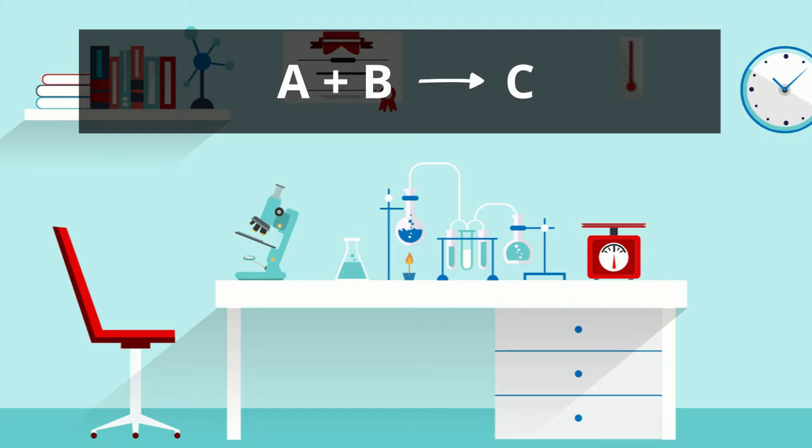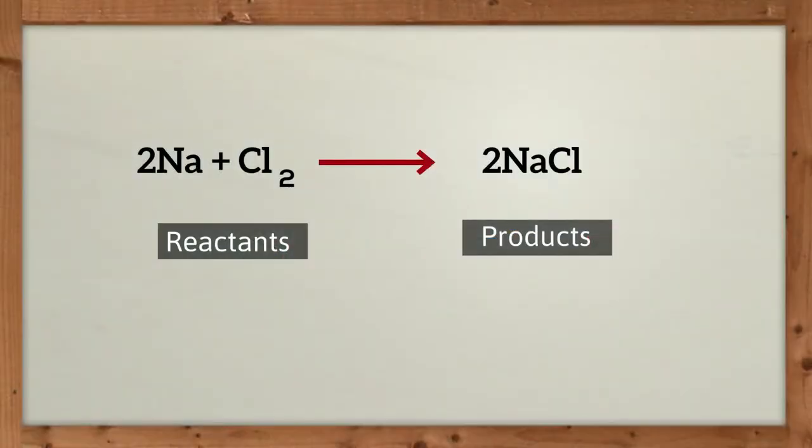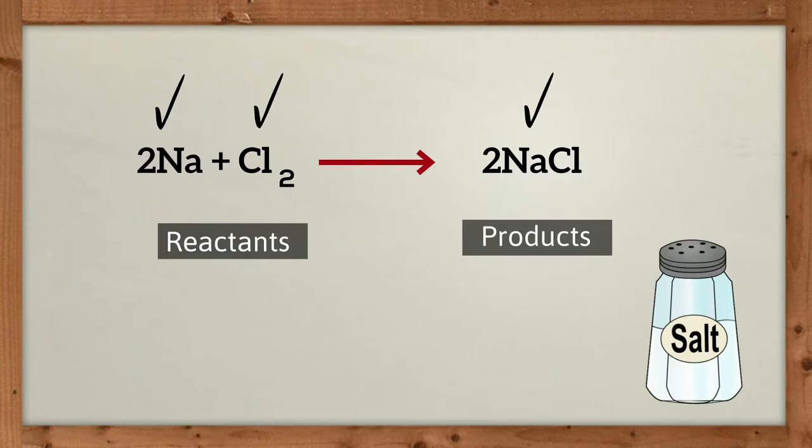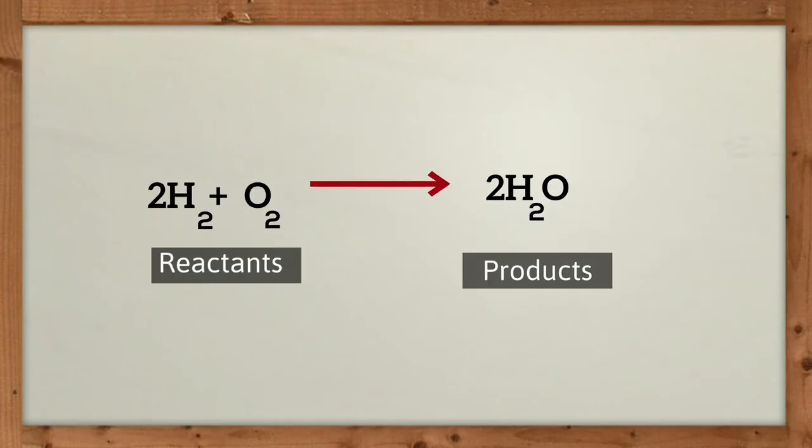In this equation, the letters A and B represent the reactants that begin the reaction, and the letter C represents the product that is created or synthesized, and then the arrow shows you the direction. An example of a synthesis reaction is the combination of sodium and chlorine to produce sodium chloride, which is commonly known as salt. Another example is the combination of hydrogen and oxygen, which combine to create water.